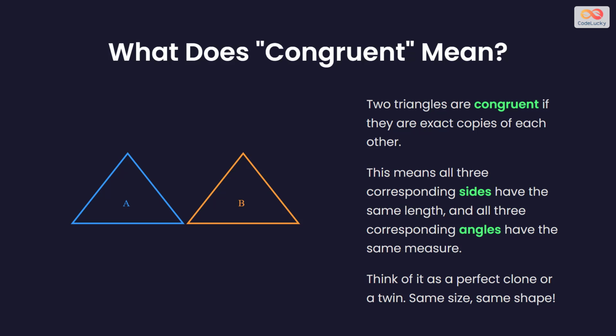First, let's understand what it means for triangles to be congruent. Two triangles are congruent if they are perfect copies. This means every corresponding side has the same length and every corresponding angle has the same measure. They have the exact same size and shape.